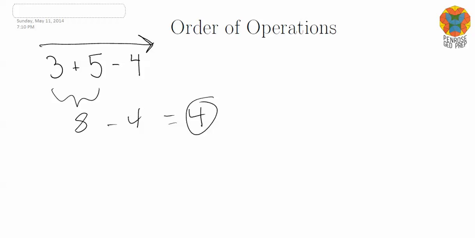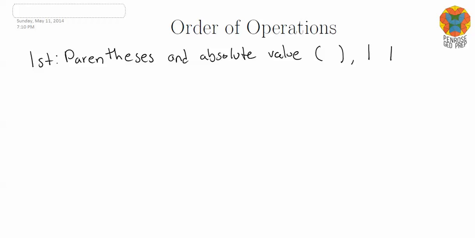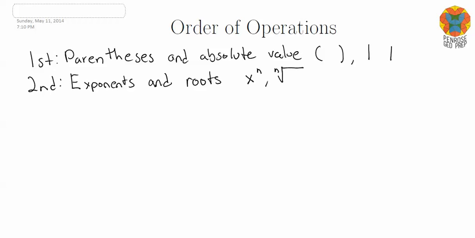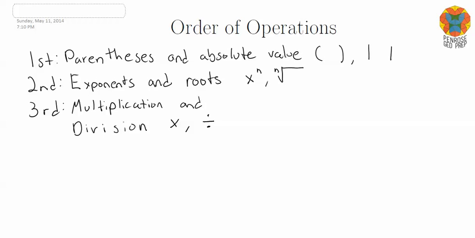But when we have to deal with different types of operations in the same expression, we need to make sure we do them in the right order. The order of operations is this. First, solve everything that has parentheses around it, or is inside an absolute value bracket. Second, solve for parts of the problem under roots or exponents. Third, we multiply and divide. Then finally, we add and subtract.